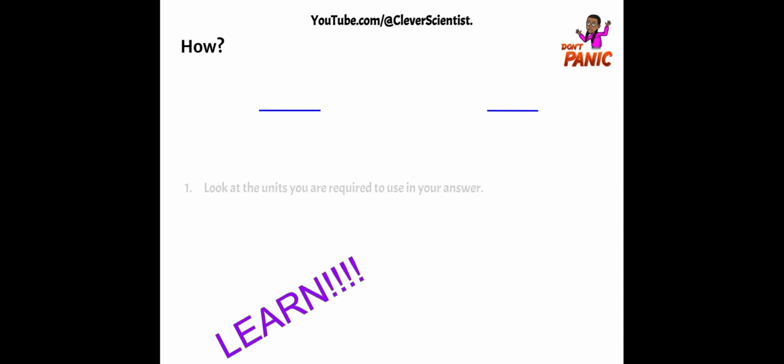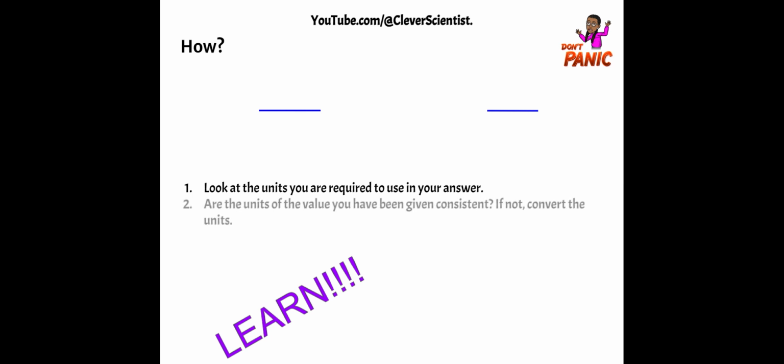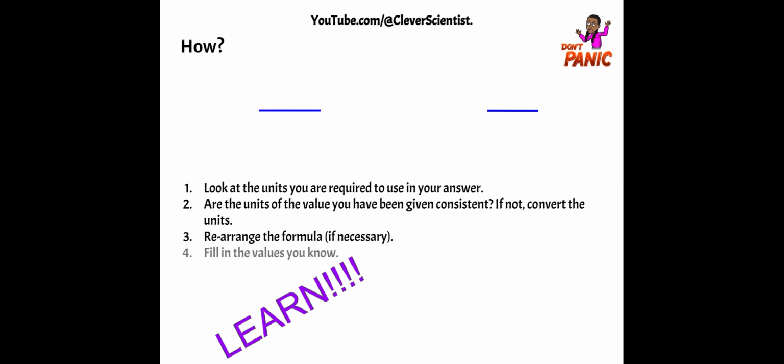So how do we do this? Well, you might recognise this formula. So, first of all, you're going to look at the units you're required to use in your answer. Then you need to work out, are the units of the value you've been given consistent? If not, you're going to have to convert the units. Thirdly, you rearrange the formula, if necessary, depending on what quantity it is you're looking for. And then lastly, you fill in the values you know.